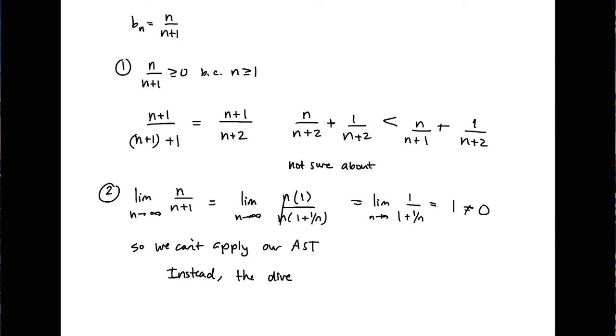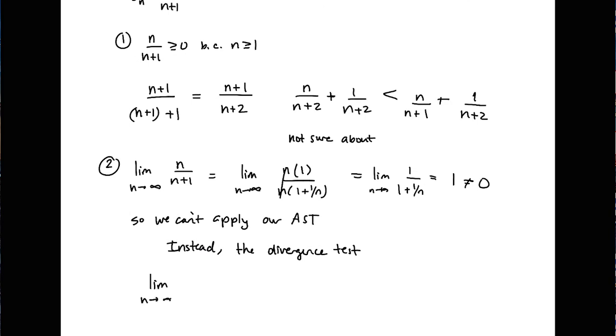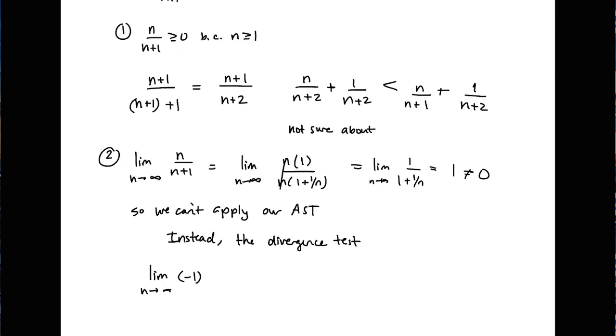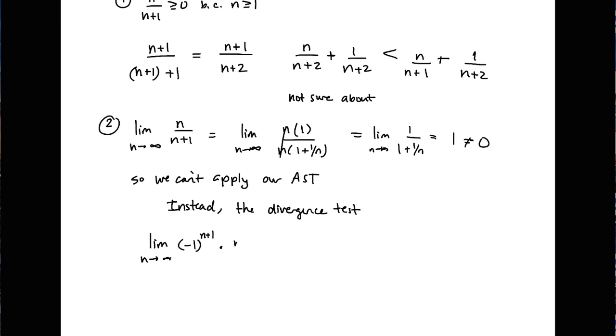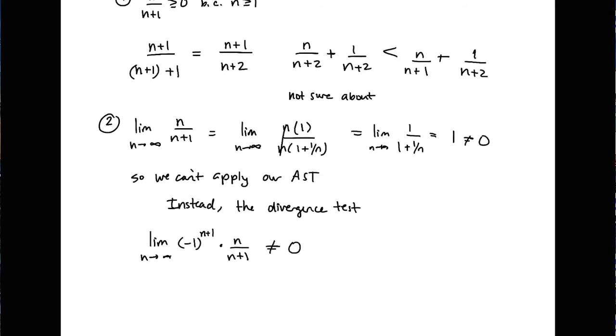So instead, the divergence test, which when we take our limit as (-1)^(n+1) times n over n plus 1, is going to give me a limit that is not 0. It's going to be alternating numbers approaching the value 1. So unfortunately, or I guess fortunately, if you're looking for a conclusion, the divergence test, having that limit not be equal to 0, implies our series diverges. Okay.